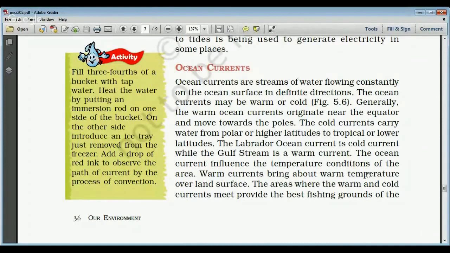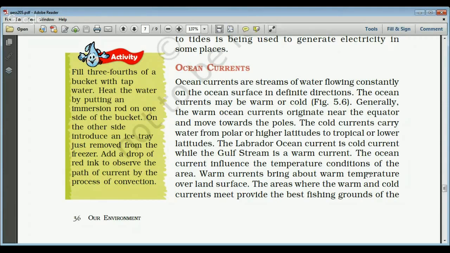An ocean current may be warm or cold, and there are various types of warm currents and various types of cold currents. Generally, warm currents originate from the equator, because the equator is the heat surplus region and the pole is the heat deficit region. So warm ocean currents originate near the equator and move towards the pole. And cold currents carry water from the polar or higher latitudes to the tropical or lower latitudes.